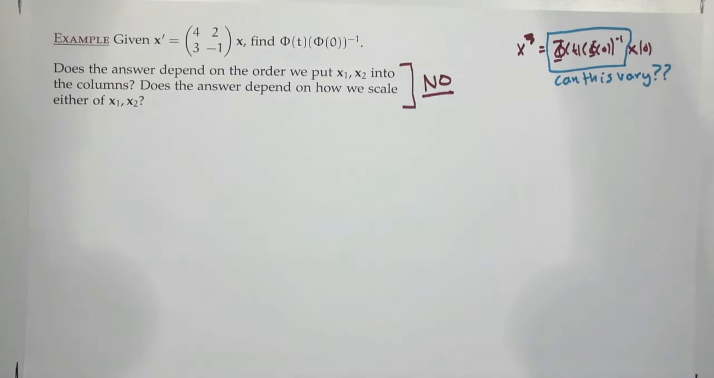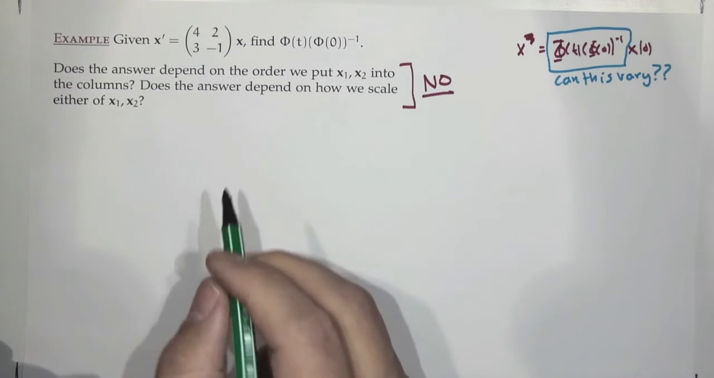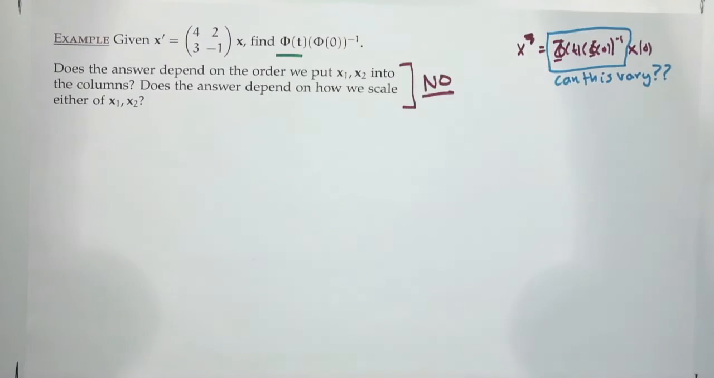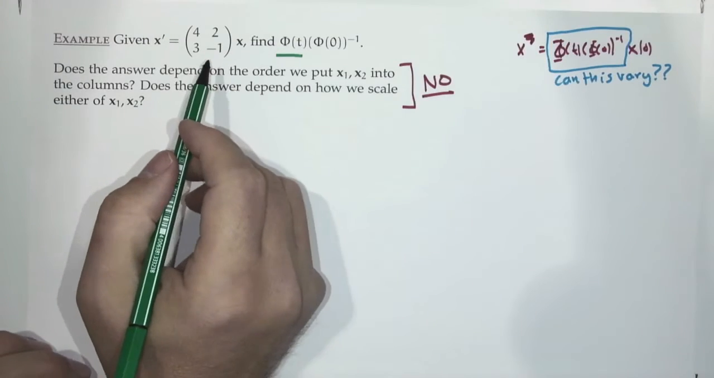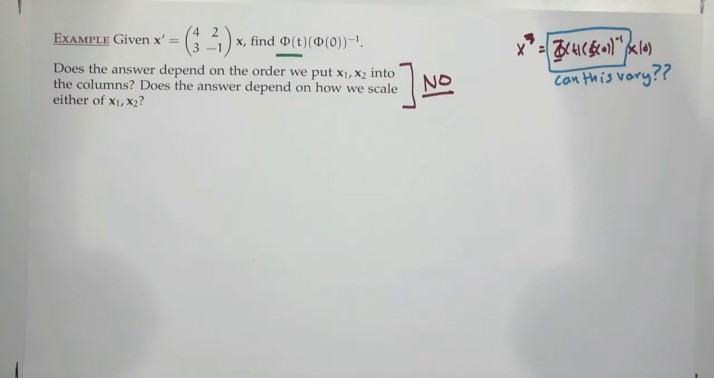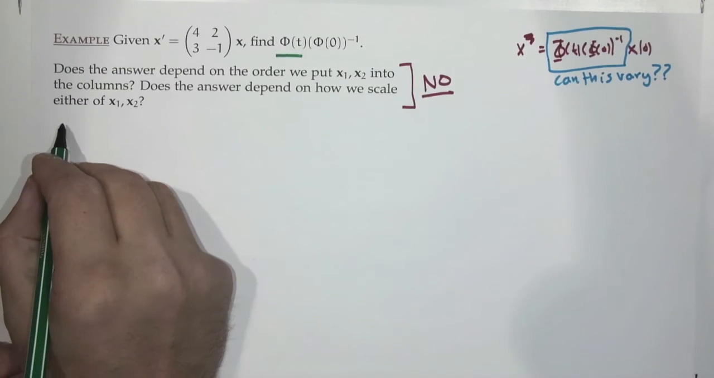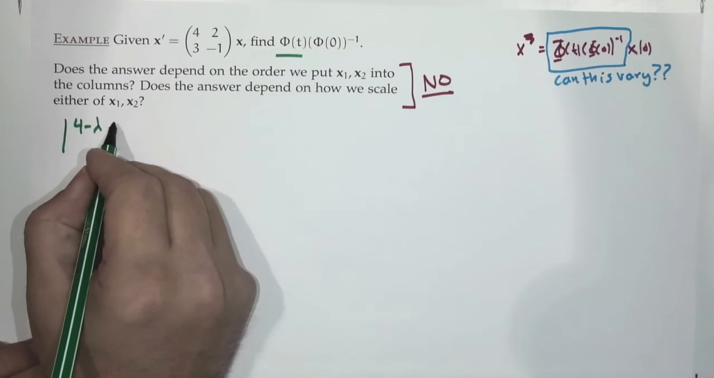Okay, so back to the first part. Let's find this. So we start. If I want to find phi of t, what should I be finding? I should be finding the solutions, so then we can figure out what fills the columns. Okay, so if I want to find the solutions to this kind of differential equation, a system, where do we begin? Eigenvalues. All right. So we're going to get really good at this, I hope.